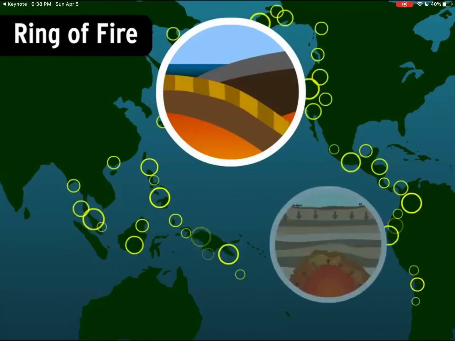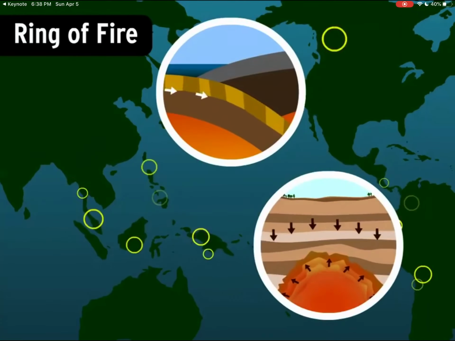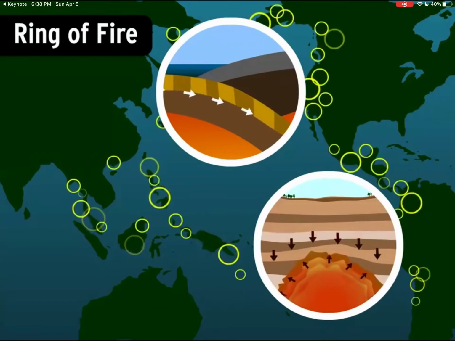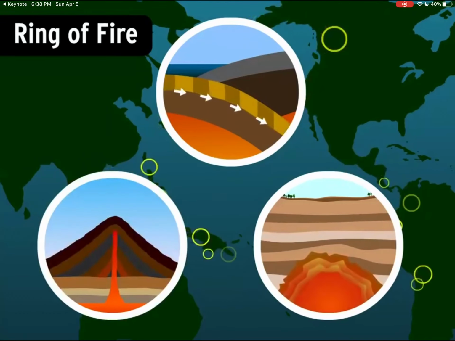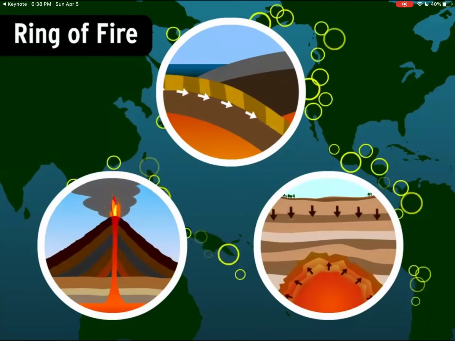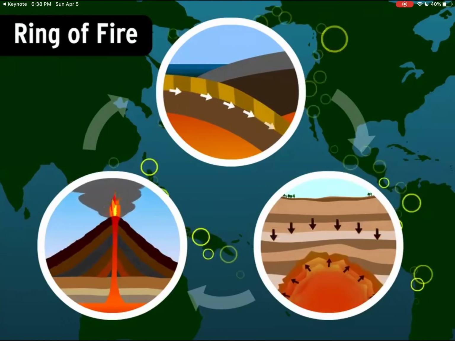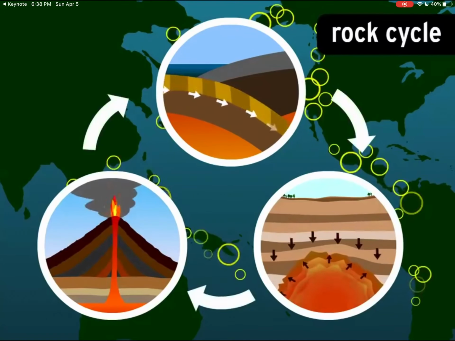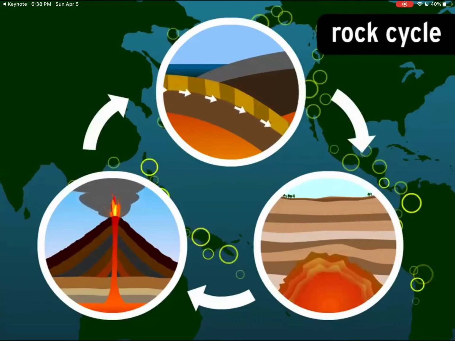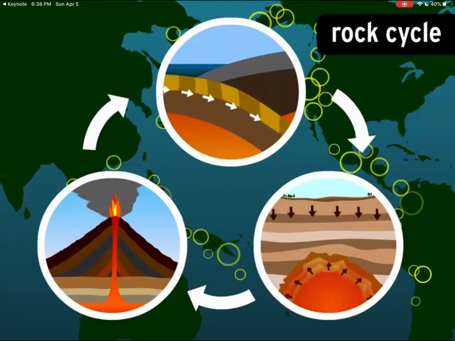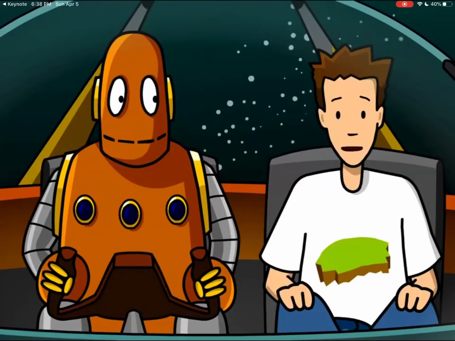Dense sedimentary rock making up the Pacific seafloor is subducted, transformed into metamorphic rock through pressure and heat, and then recycled as igneous rock through volcanic eruptions. In other words, plate tectonics drives the rock cycle, the constant process of transformation and renewal of the Earth's crust.